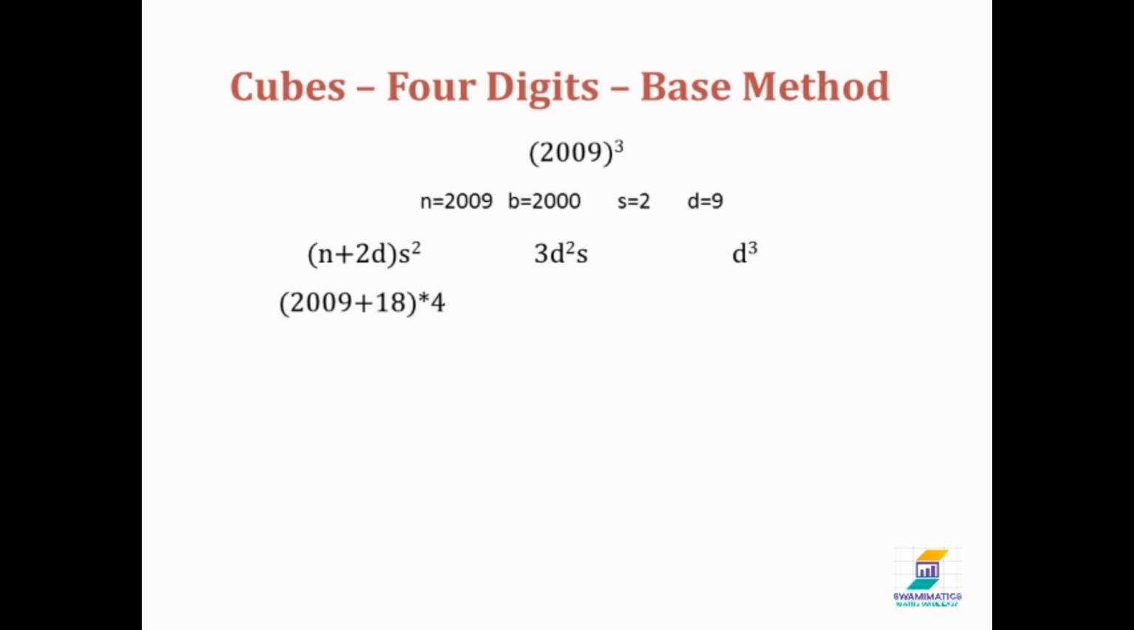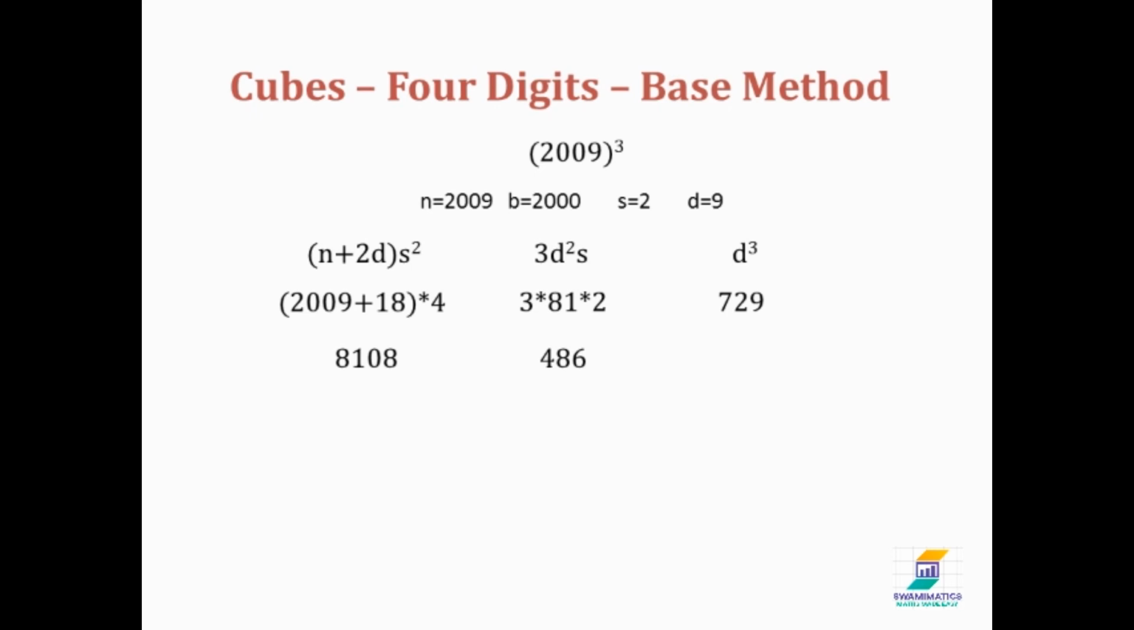Now 2009 plus 2 into D, 18, multiplied by 4. 3 into 81 into 2, then D cube is 729. 2009 plus 18, 2027 into 4 is 8108. Again it is very easy because 27 into 4 is what? 27 into 2 is 54. Double of 54 is 108. So 2 into 4 is 8. So it becomes 8108. The next one is 486 and the last one is 729.